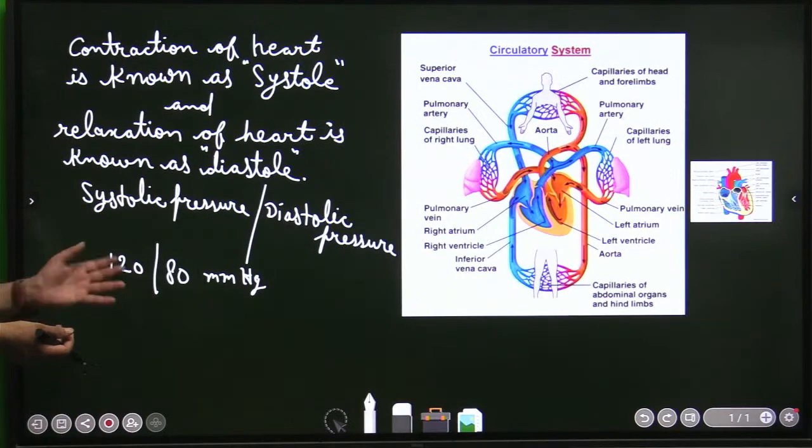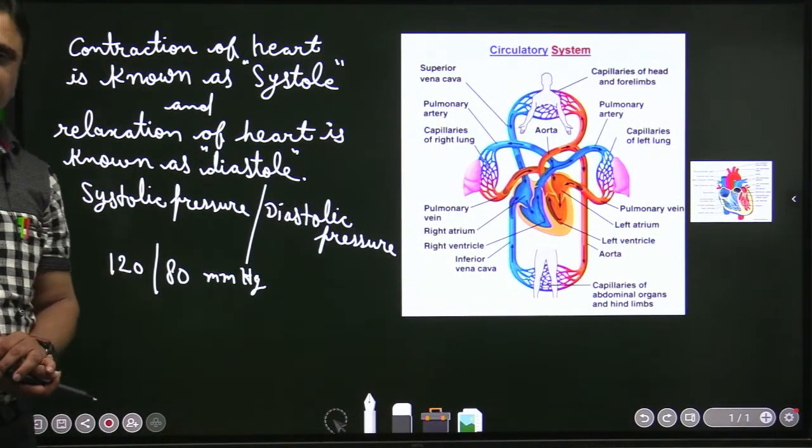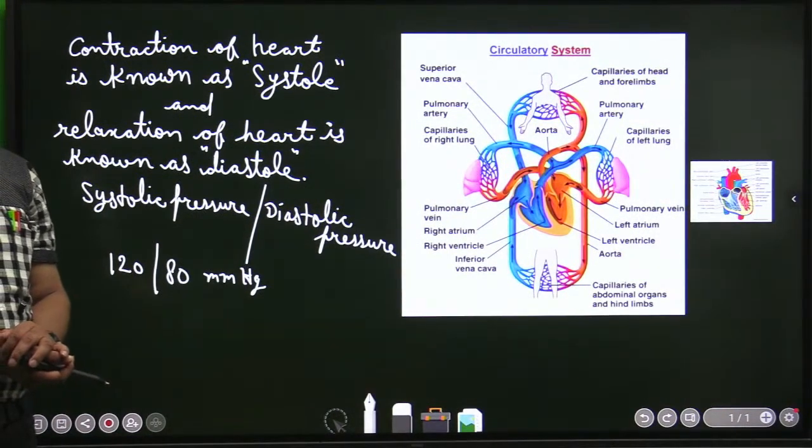If the value of blood pressure is higher than these values, it will be known as high blood pressure, and if it is lower, then it will be known as low blood pressure. And both the conditions are critical and that should be prevented.